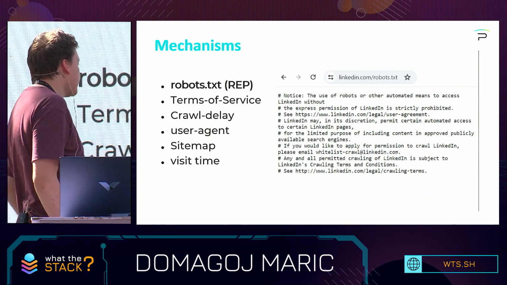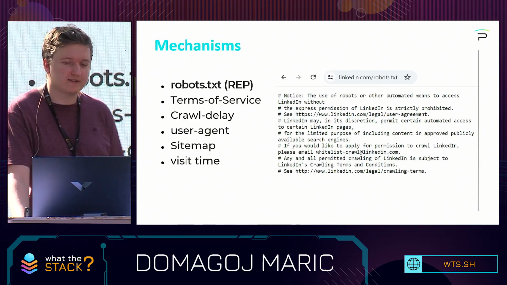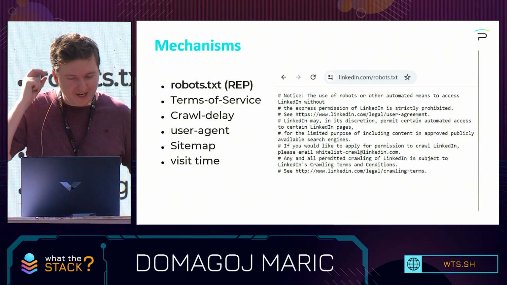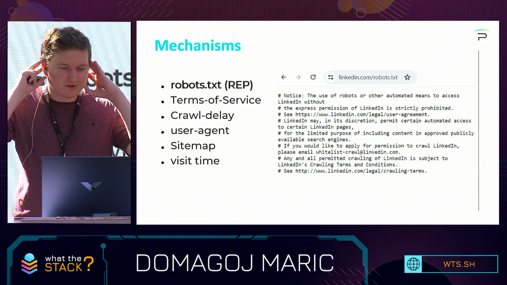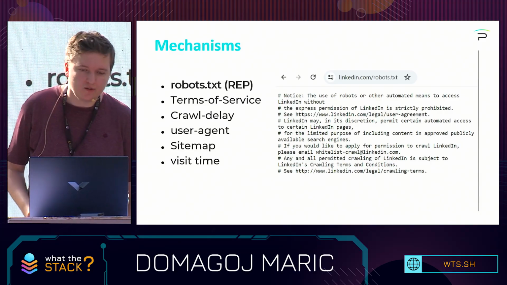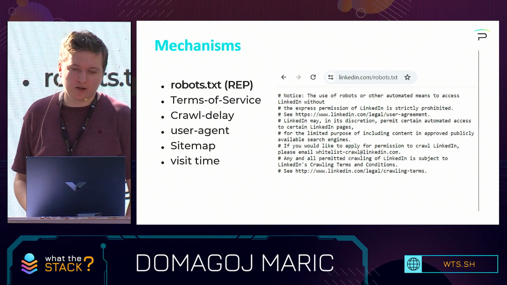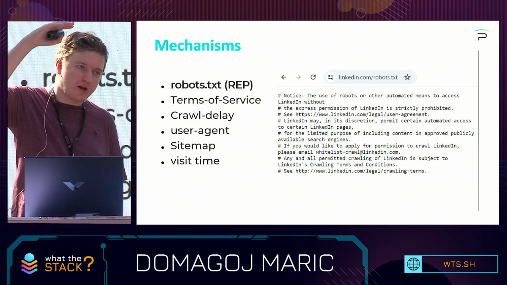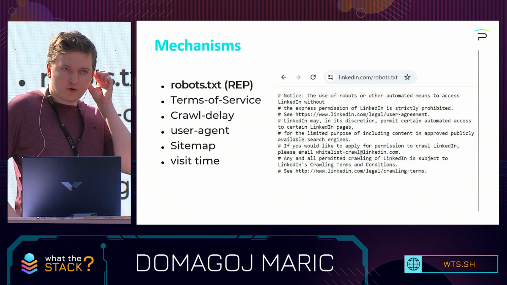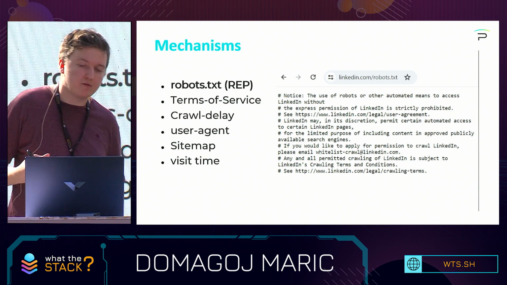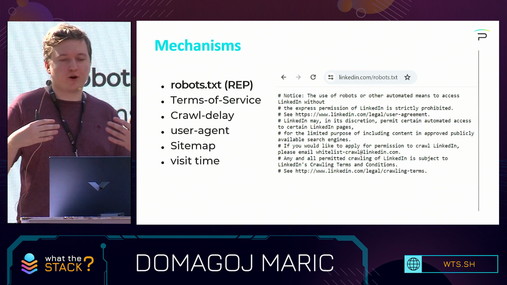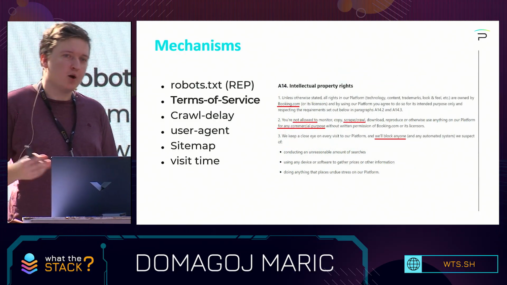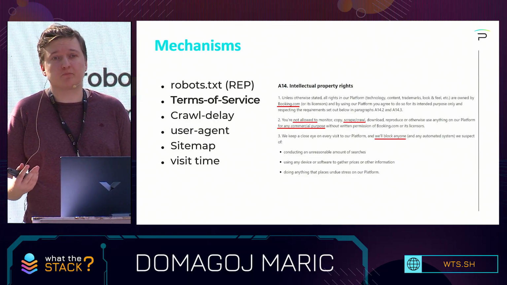And of course, the most famous example regarding the forbidden ones is the LinkedIn one, which has a big disclaimer and a big comment at the beginning. The notice: the use of robots or other automated means to access LinkedIn without the express permission of LinkedIn is strictly prohibited. And then you have all sorts of rules for the bots that have been whitelisted, but for us common people and common scrapers, everything is forbidden. You have to use the API, which is a bit complex to set up and of course pricey, as you can assume.